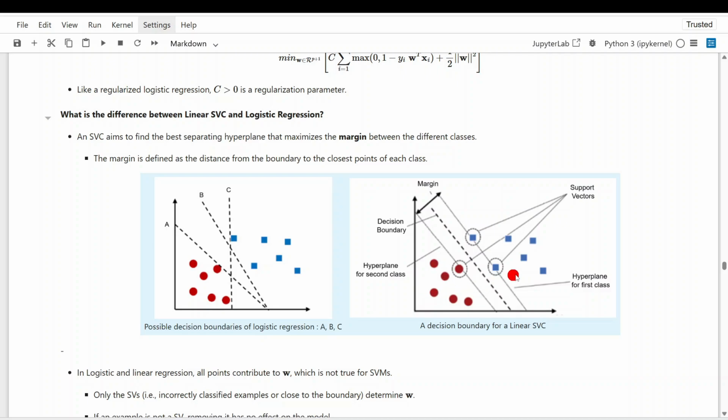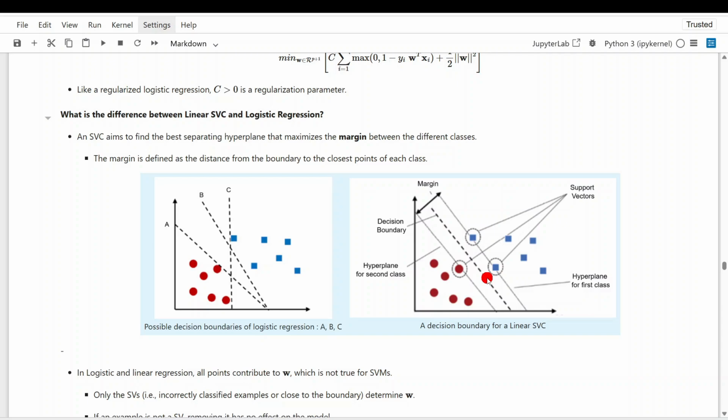So all the other points that are not misclassified, for example, these, will have no contribution in estimating this decision boundary. Similarly, these red points are not misclassified, and these are not near to or closest to the classifier. Therefore, these red points will have no contribution in estimating this support vector classifier decision boundary.